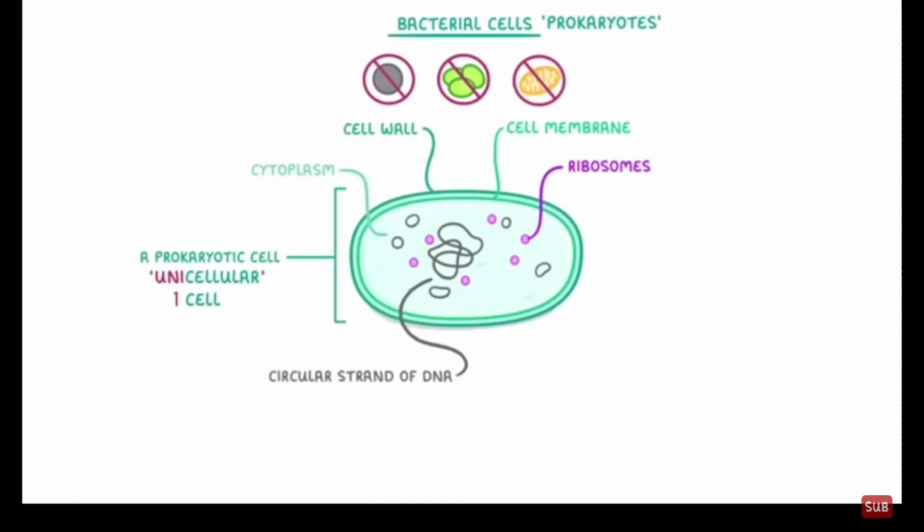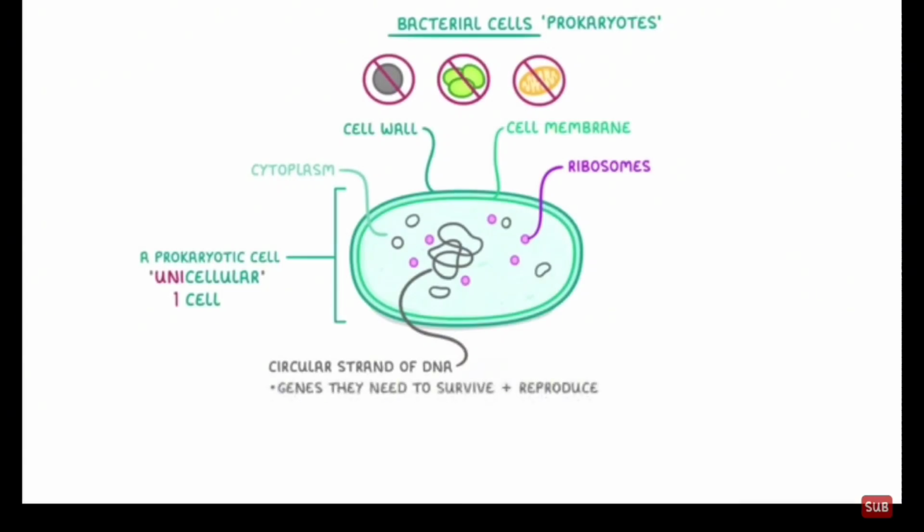Instead, they have a single circular strand of DNA that's free to float around the cytoplasm, and that contains all the genes that they need to survive and reproduce. You might also see this labeled the circular chromosome, or nucleoid, but they all mean basically the same thing. It's just a big loop of DNA.